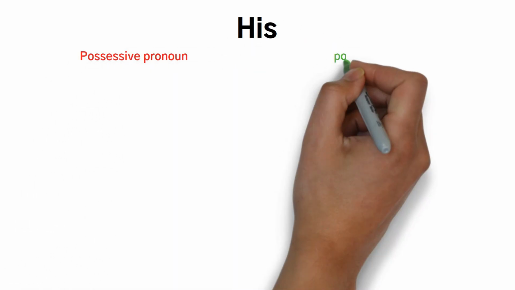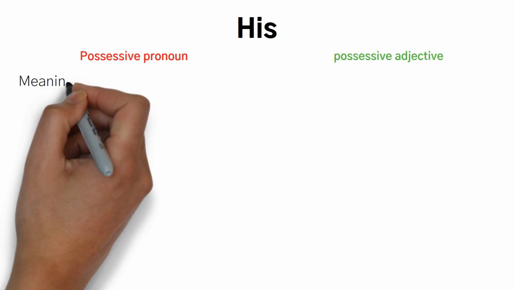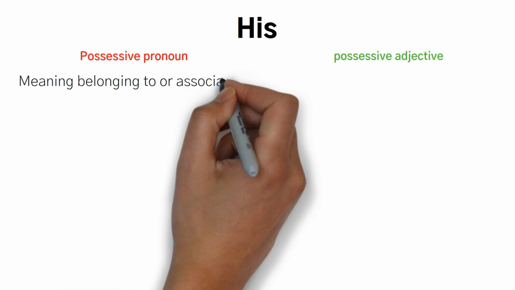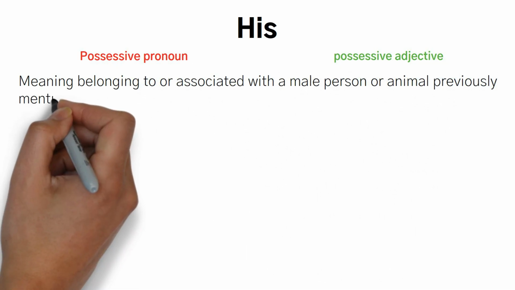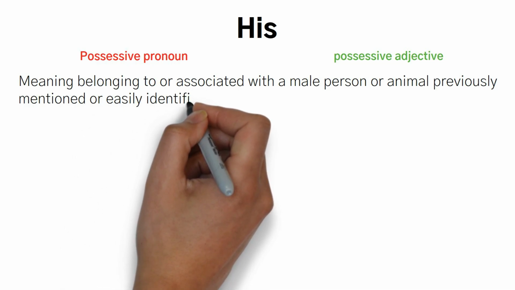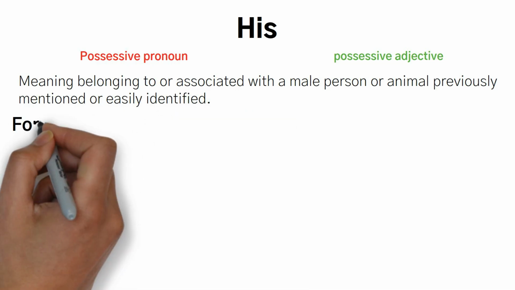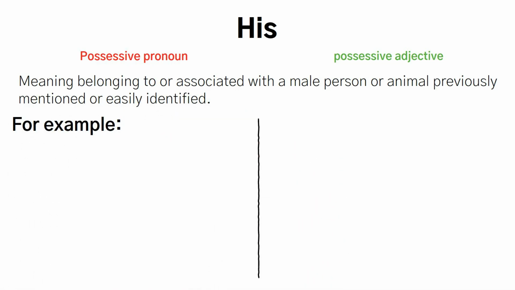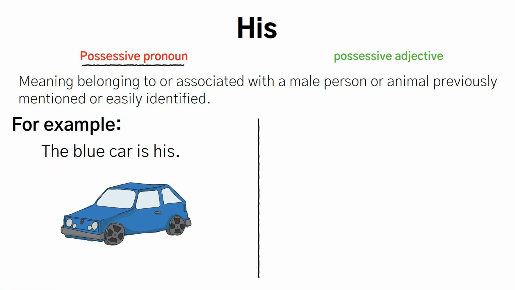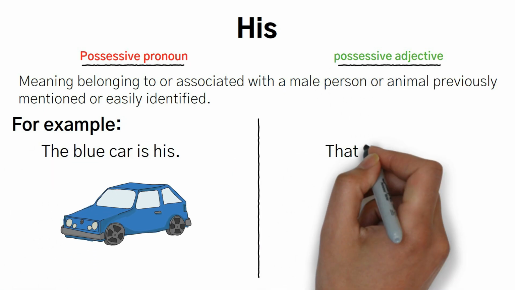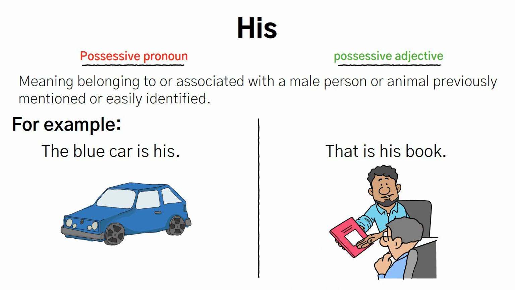His: possessive pronoun or possessive adjective, meaning belonging to or associated with a male person or animal previously mentioned or easily identified. For example, possessive pronoun: the blue car is his. Possessive adjective: that is his book.